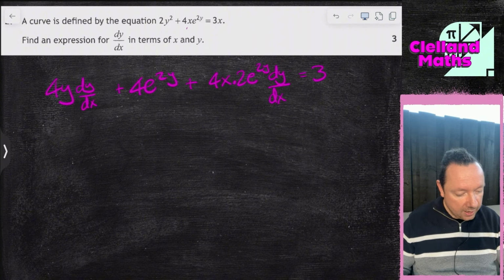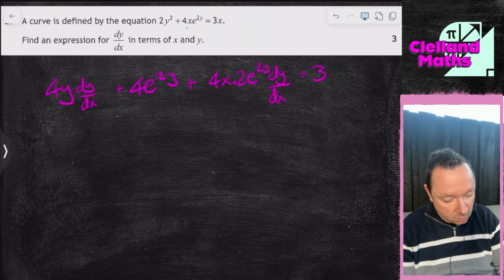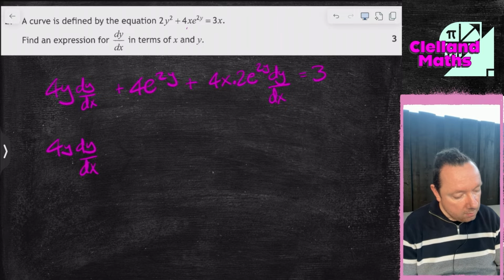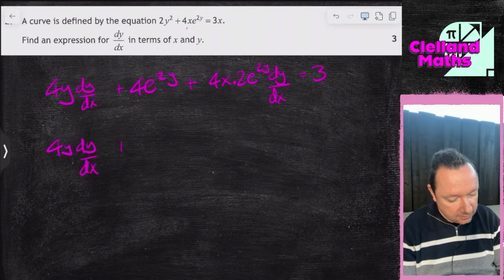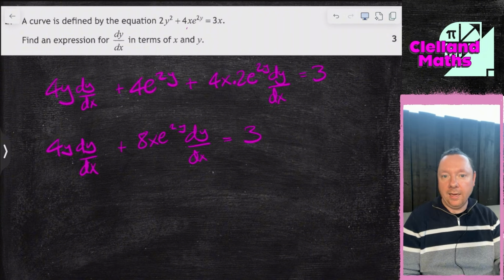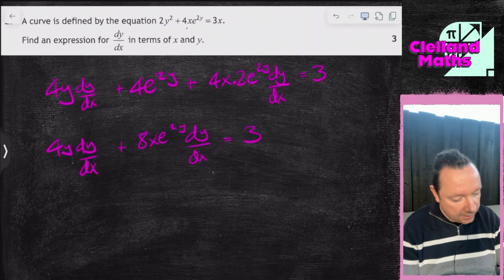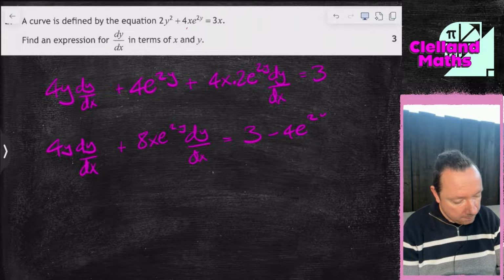So we then collect our terms and simplify. So we've got 4y dy by dx. 4x times 2 is 8x. So 8x e to the 2y dy by dx equals 3. And then everything I don't want goes to the right. Anything that's got dy, not got dy by dx. So minus 4 e to the 2y.